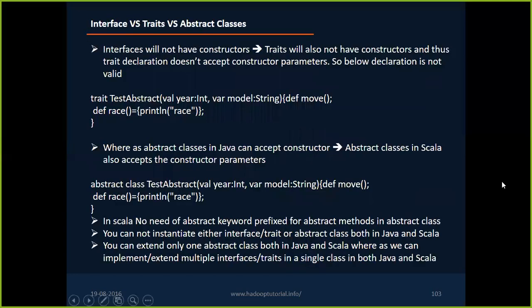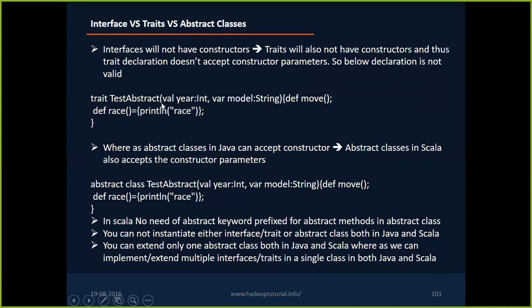Now here are the conclusions. Interfaces will not have constructors in Java. In the same way, traits will also not have constructors, and thus a trait declaration does not accept constructor parameters. So the below declaration is not valid.